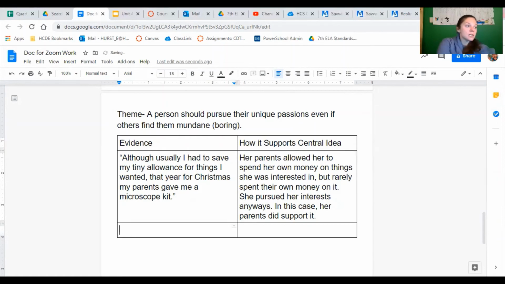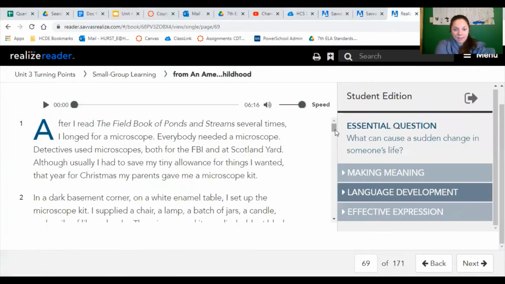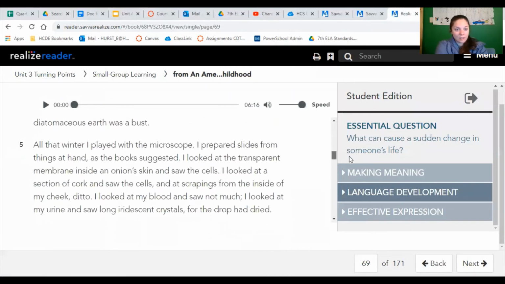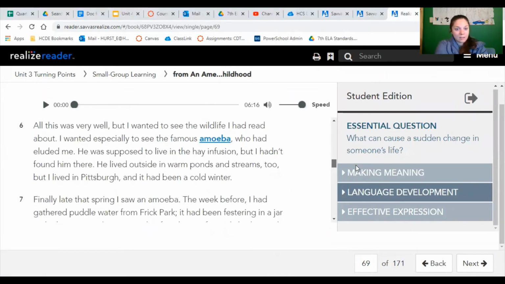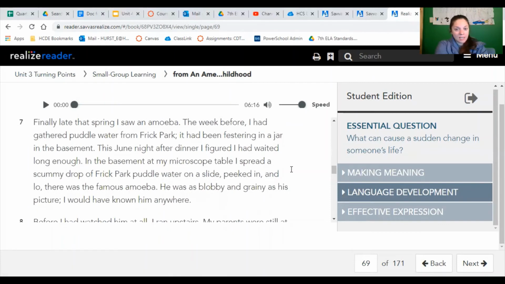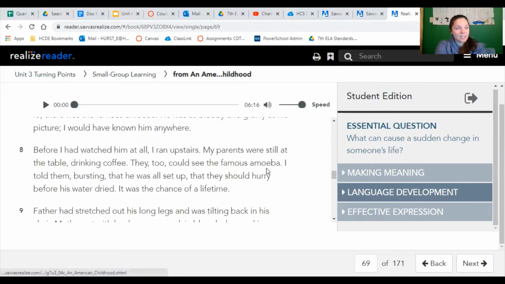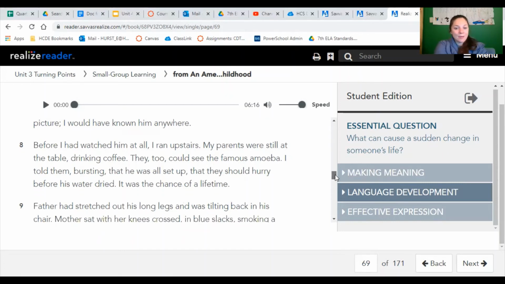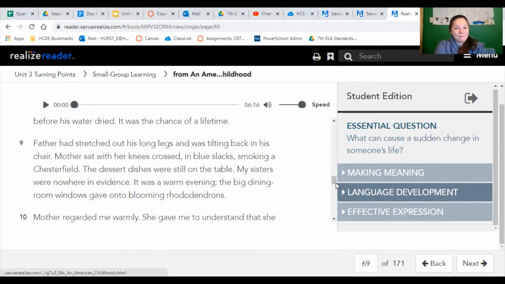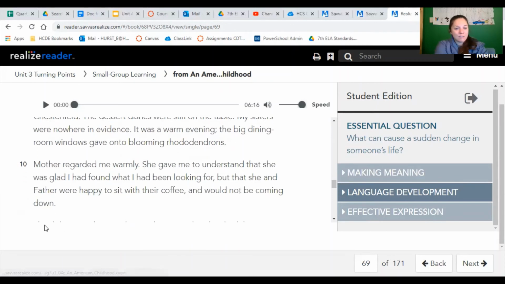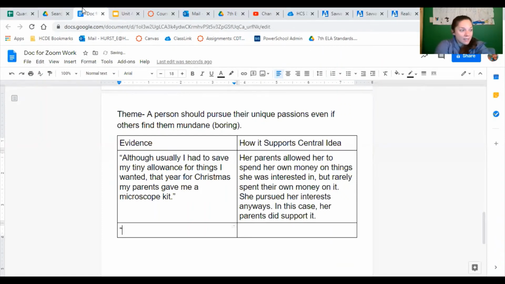Okay, the next quote that I thought was really important was when she found the amoeba and she was so excited. Let's see if I can find it on here. When she says, this is when she finds it, and then she said, I told them bursting, and then it was a chance of a lifetime. And then her mom responds, she and father were happy to sit with their coffee and would not be coming down. I think that quote altogether is really interesting.